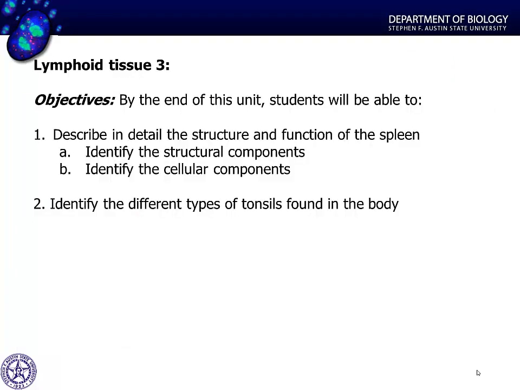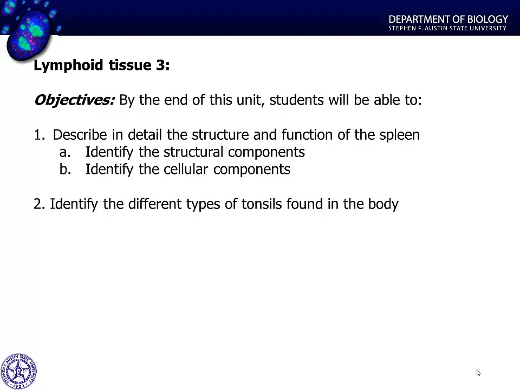So we're going to look, as we have with the other encapsulated organs of the lymphoid system, at the structural components of the spleen, as well as the cellular constituents, in particular when we look at the red versus the white pulp in the spleen.